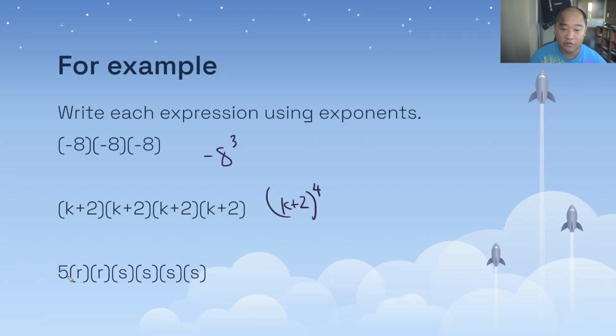And here we have a 5. The 5 is not being multiplied by itself at all, but the r is. So the r is to the power of 2, and the s also is. The s is being multiplied 4 times.